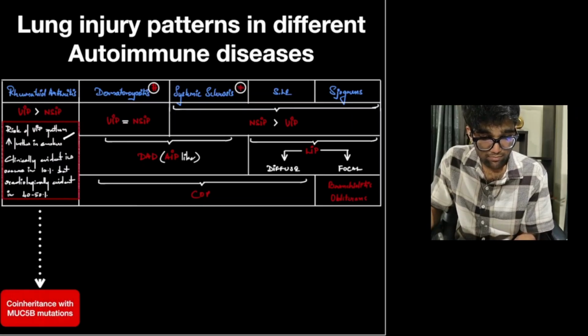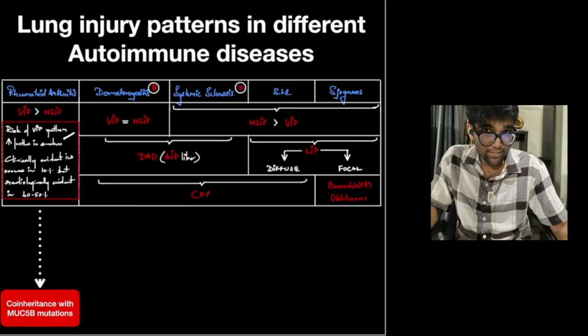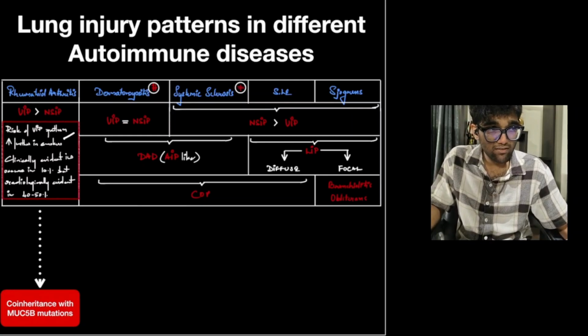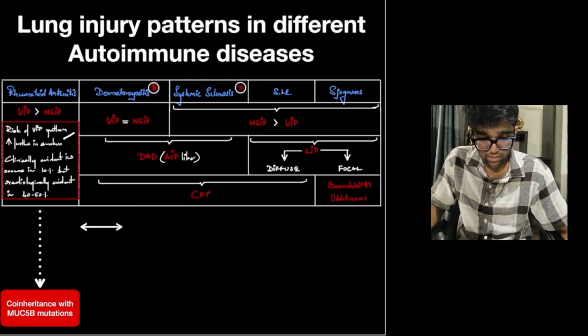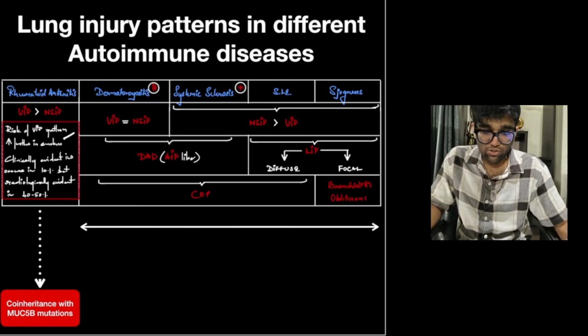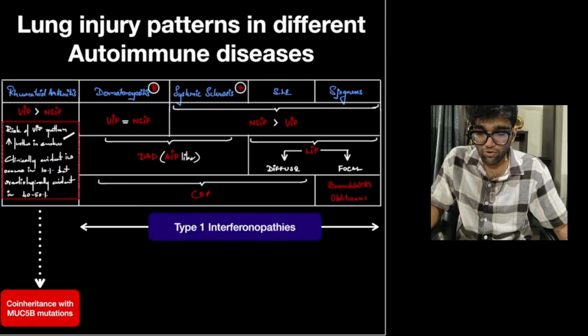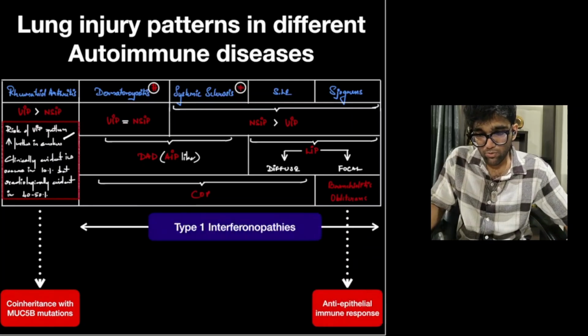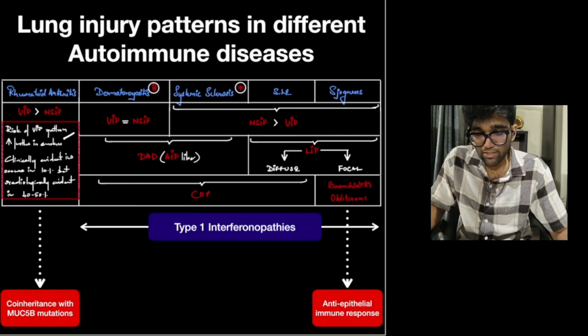Now, this is due to your co-inheritance of the mucin 5B gene mutations, and possibly other genes that we discussed in those three clusters at the beginning of the discussion. And dermatomyositis to Sjogren's syndrome, these are all type 1 interferonopathy, so there's a lot of interferon production. Bronchiolitis obliterans occurs in Sjogren's because of anti-epithelial immune responses.